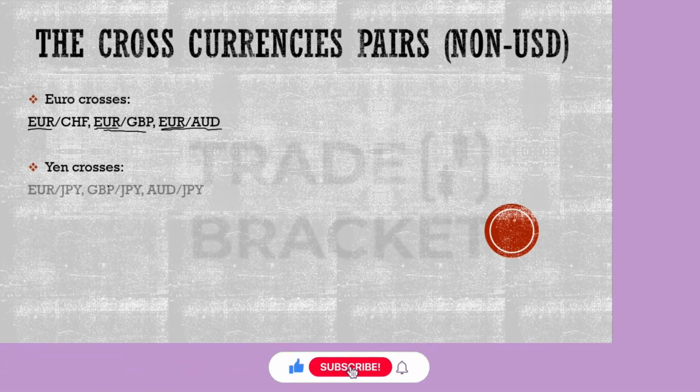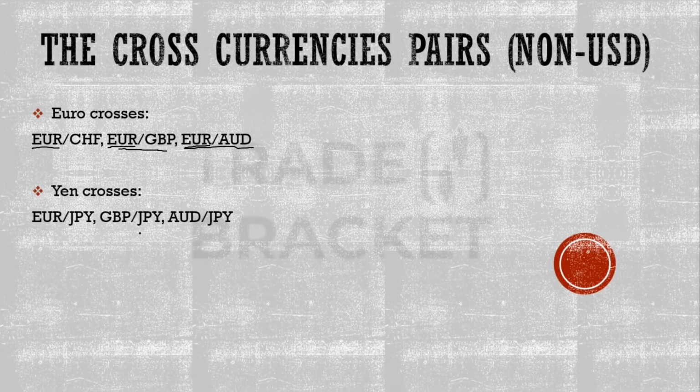Okay, and you can see right there we have the euro against the Japanese yen. We also have the Great British Pound against the Japanese yen, and we also have the Australian dollar against the Japanese yen. And like I said, the common denominator in all this is JPY, the Japanese yen. As you can see right there, for you to qualify to be a yen cross, it has to have the Japanese yen as a common denominator.